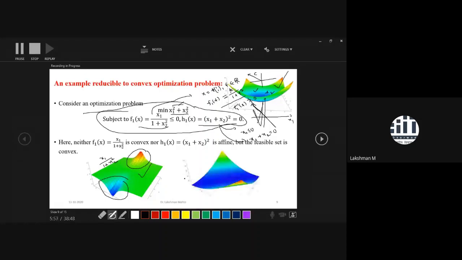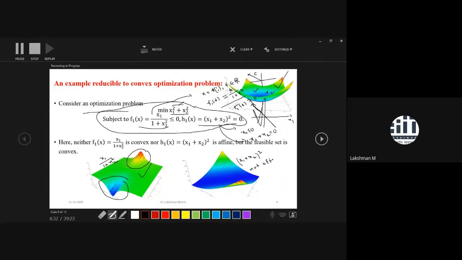Similarly, if you plot this equality constraint, you get something like this. So it is not an affine function. It is the plot of x1 plus x2 whole square. So definitely it is a nonlinear function. Due to that, it is not an affine function. So the equality constraint is not affine. That's why the given problem is not a standard convex optimization problem.